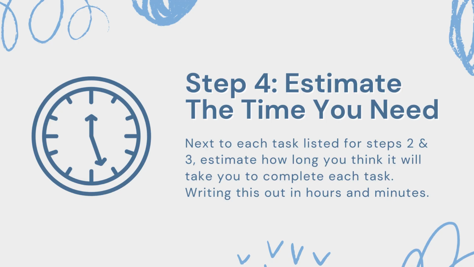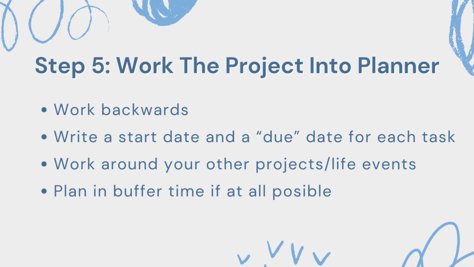You then need to look at that final deliverable and look at the small steps, and for each individual step, you need to estimate how long you think it's going to take to complete each task. And it is important that you write this out in hours and minutes, and that you are as specific as possible. People do tend to underestimate the amount of time something will take, so it is suggested that you build in some buffer time as well.